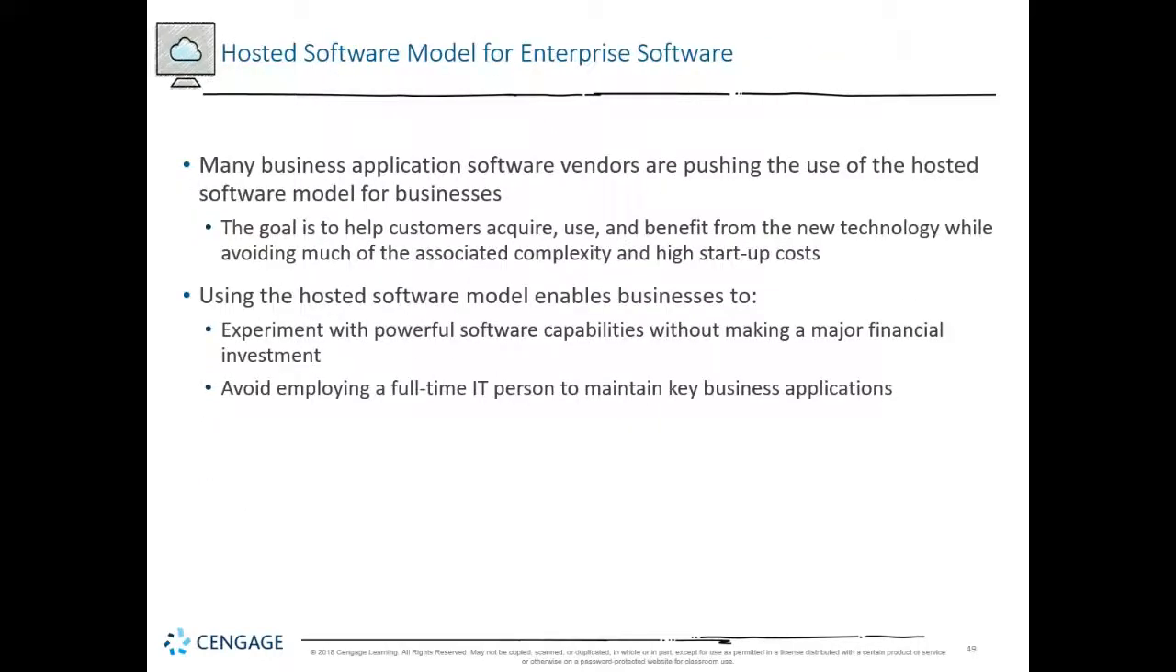Hosted software models for enterprise systems. Many business application software vendors are pushing the use of a hosted software model for business. The goal is to help customers acquire, use, and benefit from the new technology while avoiding much of the associated complexity and high startup costs. Using the hosted software model enables businesses to experiment with powerful software capabilities without making a major financial investment, and to avoid employing a full-time IT person to maintain key applications.